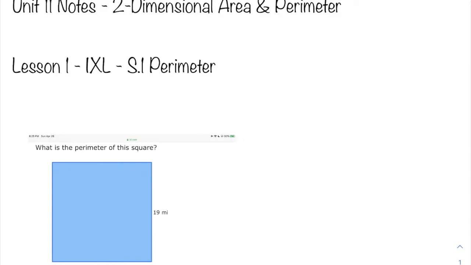This is our new unit. We are starting two-dimensional area and perimeter. And I think you guys are going to find this rather easy, so I'm hoping we all do well on this.